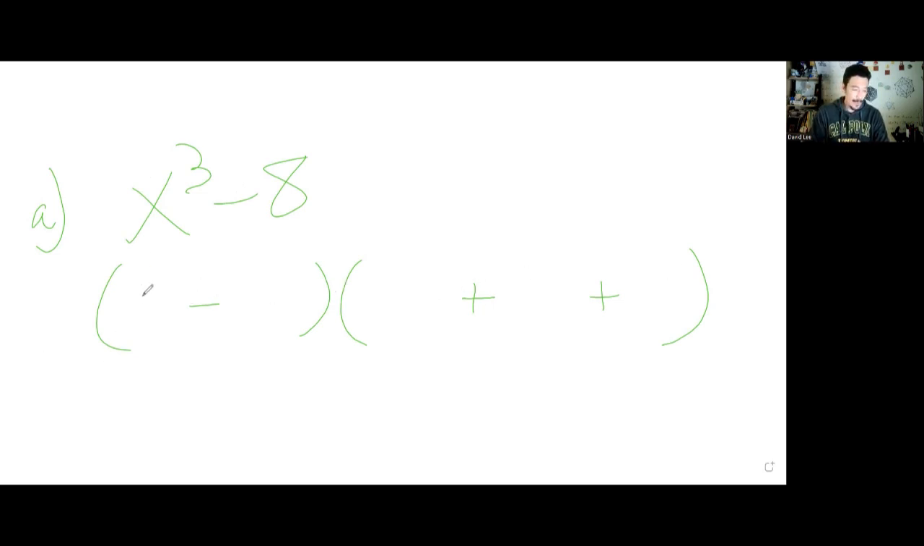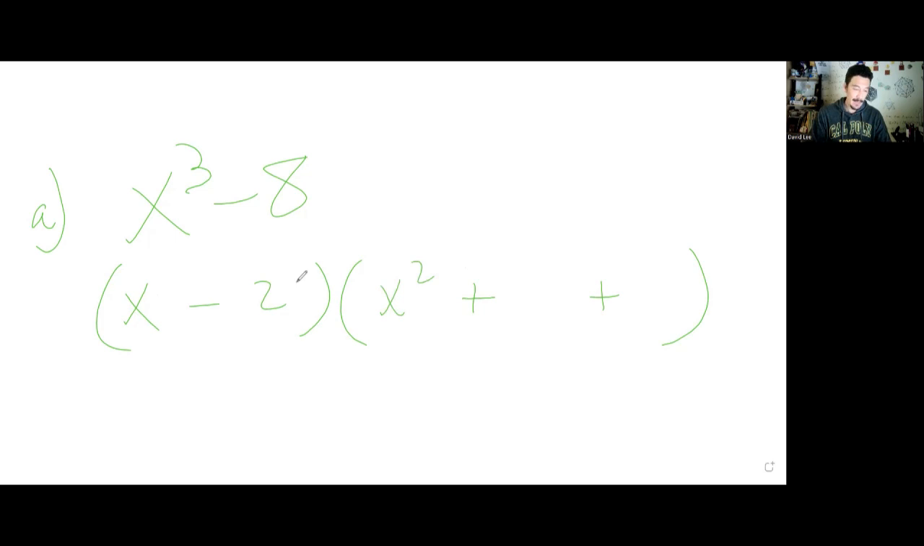So here, what goes in here? Well, what's the cube root of x cubed? Just x. And here, what is the cube root of 8? 2, because 2 times 2 times 2 is 8. Okay? So fill in this guy, and then you can fill in the trinomial. So here's what you do. Whatever this is, you square this, and you put it there. So if I take x and square it, it becomes x squared.